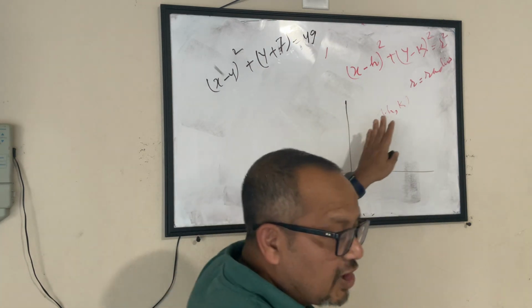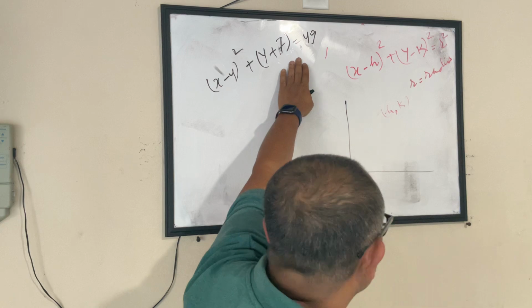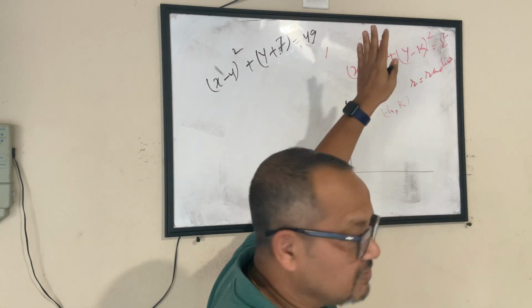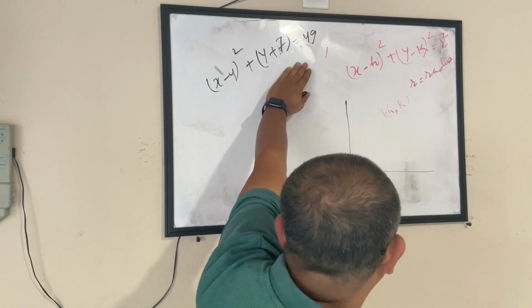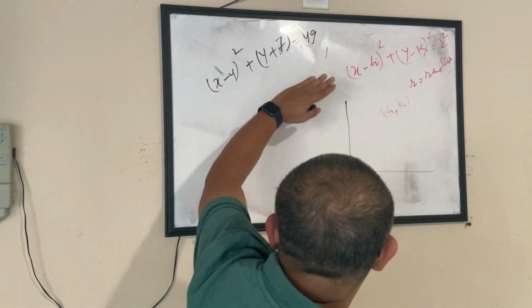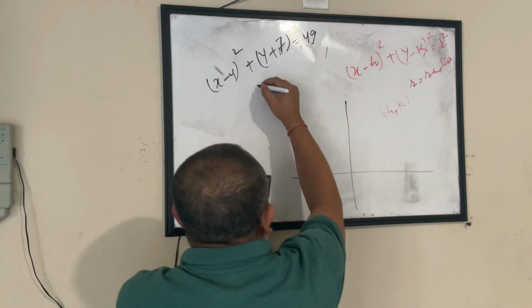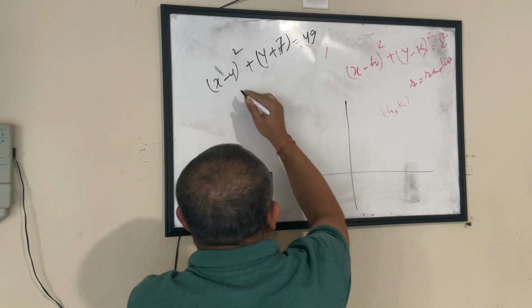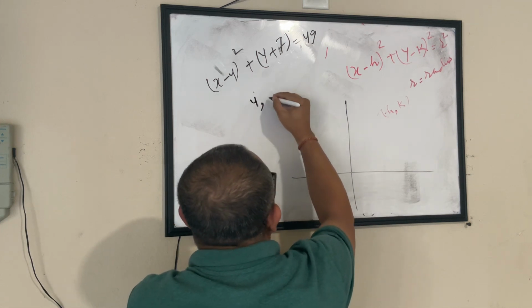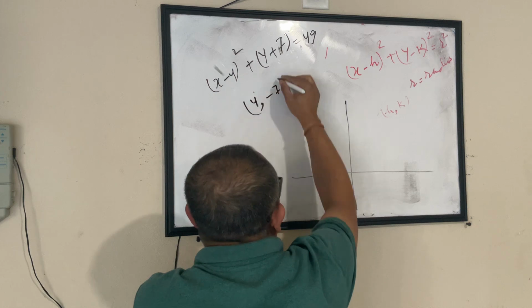And if you have to plot this in a coordinate plane, or visualize this in a coordinate plane, how will you do that? Now look at this equation. From this equation, what do you see? What is the center here? The center's coordinates are 4, comma minus 7.